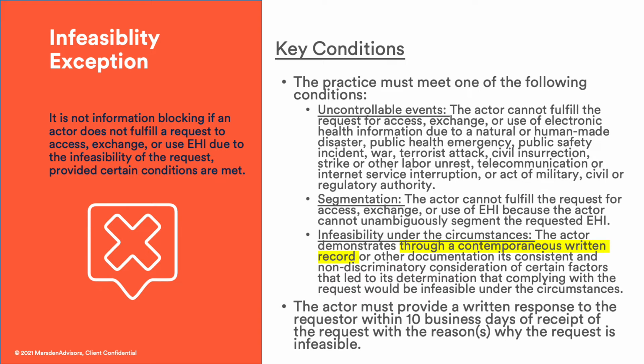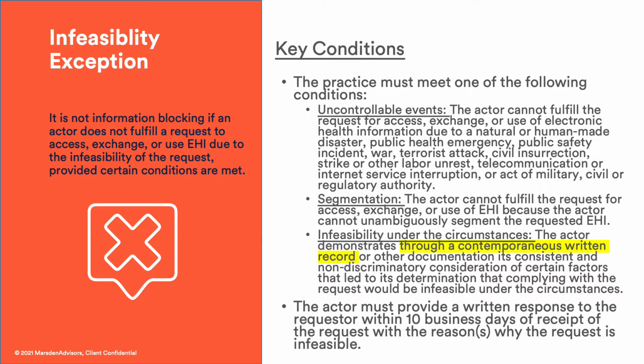You must meet one of the conditions here, uncontrollable events, such as a public health emergency that prevents you from actually going into the office or has wiped out your ability to transmit because all of the internet and systems are down. Like, for instance, COVID, where you couldn't go into the office for a while, a lot of practices shut down. You weren't really able to fulfill a request at the beginning until we got into the swing of things. Or let's say there was a hurricane and the internet was down. That would be under uncontrollable events.